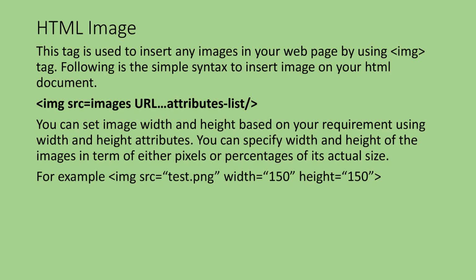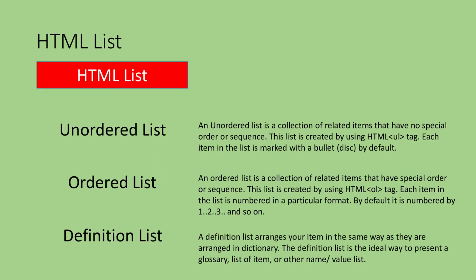Next is HTML list. The HTML list is divided into three categories. The first one is unordered list. An unordered list is a collection of related items that have no special order or sequence. This list is created by using the HTML UL tag. Each item in the list is marked with a bullet by default.